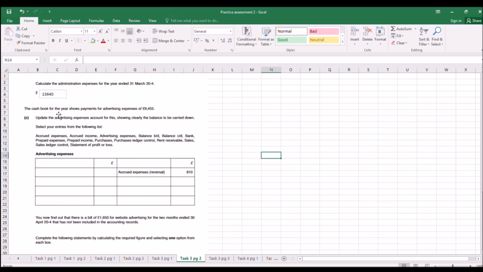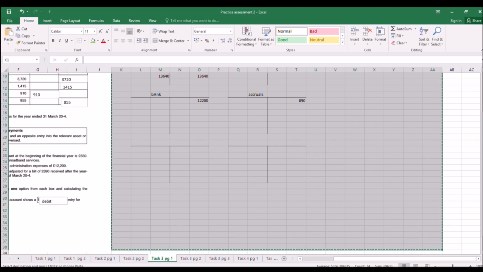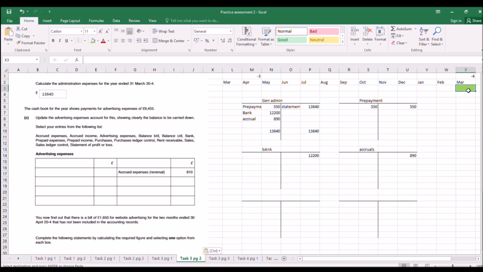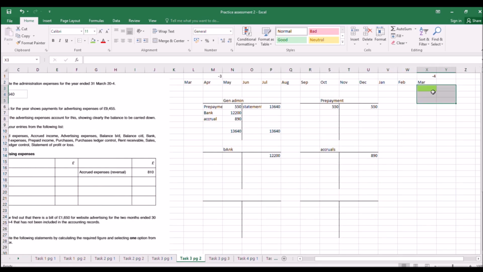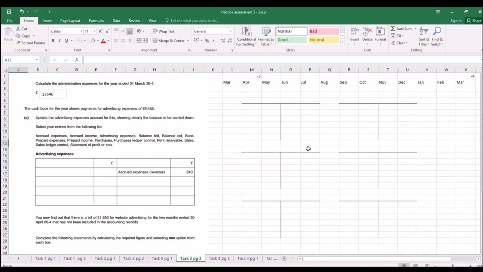Right, okay. Cash book for the year shows payments. Oh, we're still holding with the year? Yeah, let's stay with this particular year then. Actually, we can just copy this across here, and I'm going to delete out all the items we put in so far. Take out this colour here, and this lot here. Okay, so let's start again and see what we've got for this one.